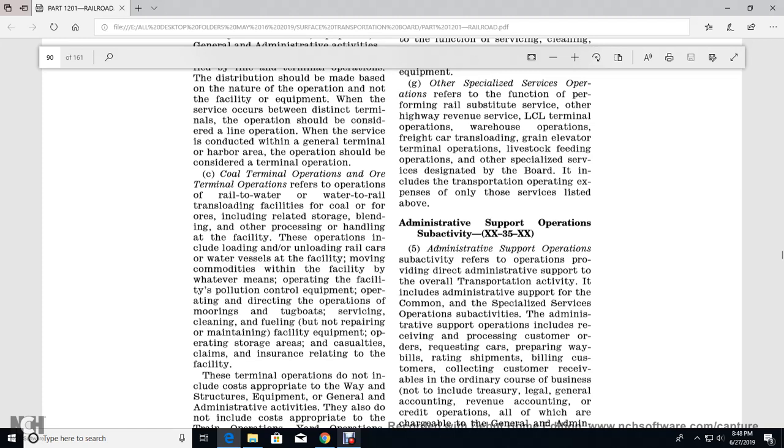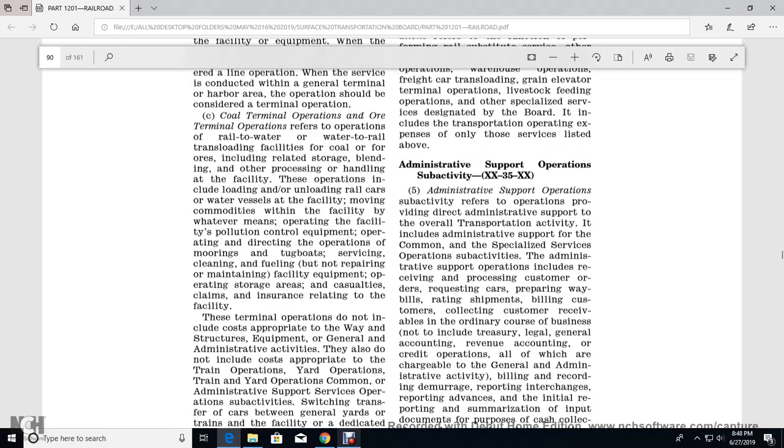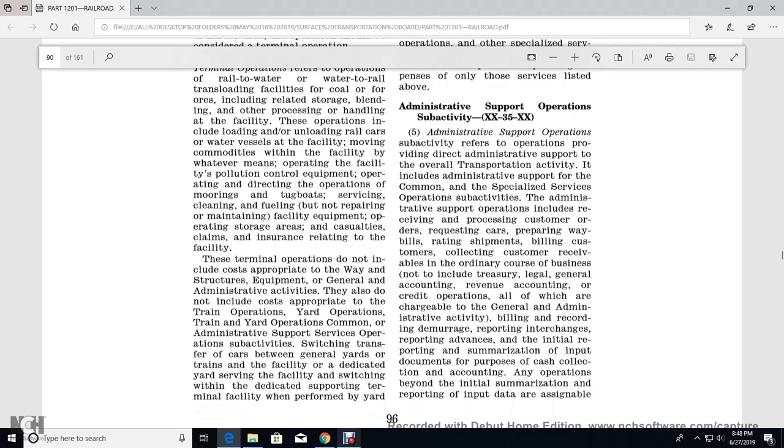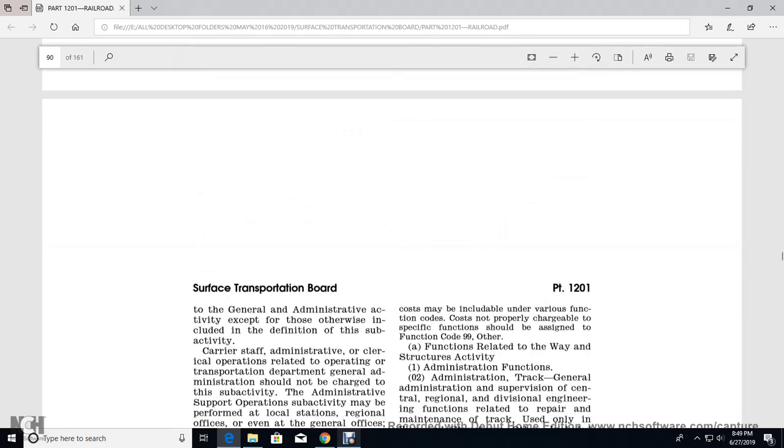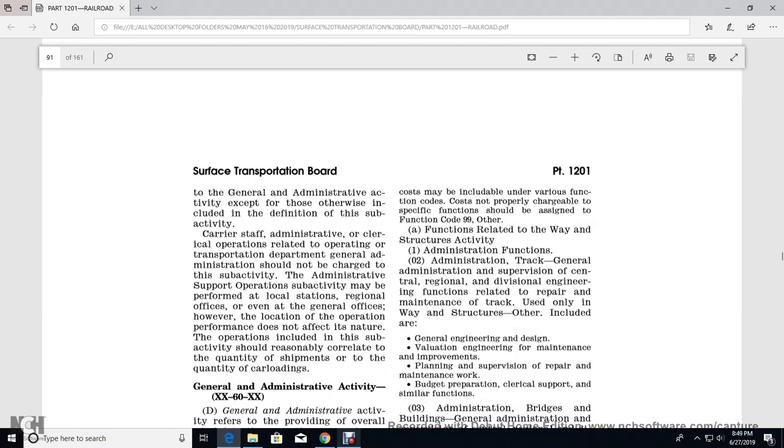Administrative support operations include the receiving and processing of customer orders, requesting cars, permitting, waybill, rating, shipping, billing, collecting customer receivables, ordinary costs of the business line, including the treasury, legal, general accounting, revenue accounting of the credible operations, all of which are chargeable. General administrative activity, billing of the record, demonstration reporting, interchange reporting, initial reporting and summarization of the input of the documents, purchase of the cash collection and accounting operations beyond the initial summarization and reporting and input data of the assignable general administrative accounting activity, except for those otherwise included in the definition of the sub-activity. Clerical operations related to operating transportation department general administrative should not be charged to this sub-activity.